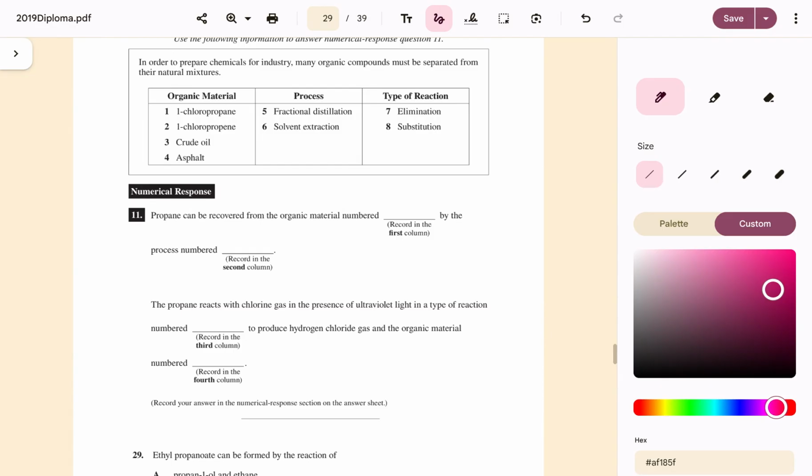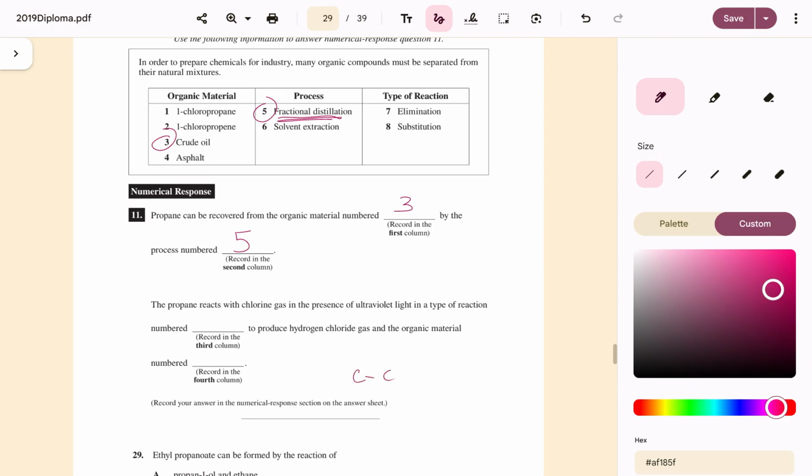And our crude oil would contain propane. So crude oil is a mixture of hydrocarbons. Propane would be one of them, and that comes out by fractional distillation. So if you're unfamiliar, just take a look at that. That is in your textbook, and you probably have a video on it that shows that you're breaking up those hydrocarbons using boiling points. And now the other part, propane reacts with chlorine gas.